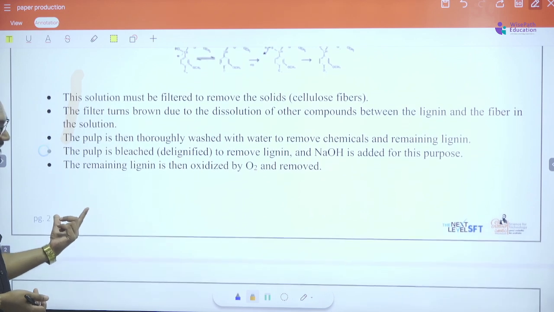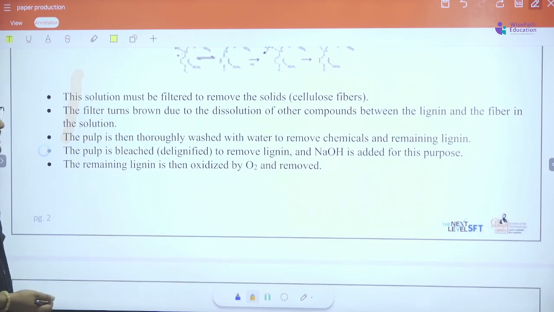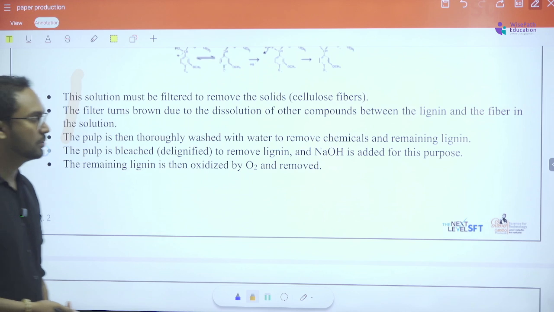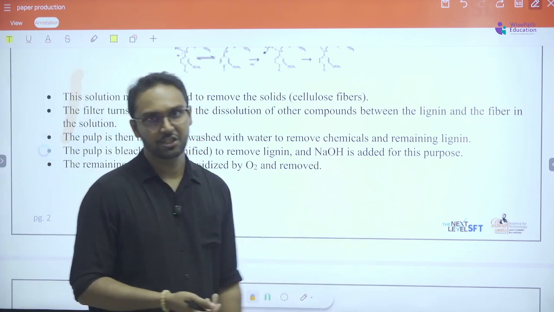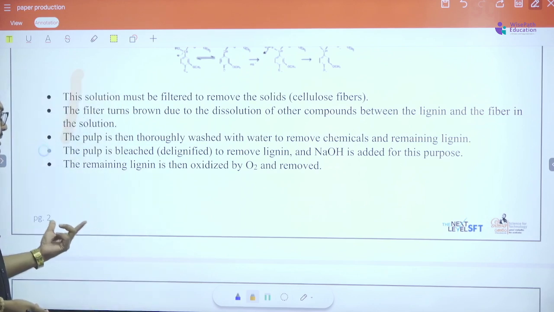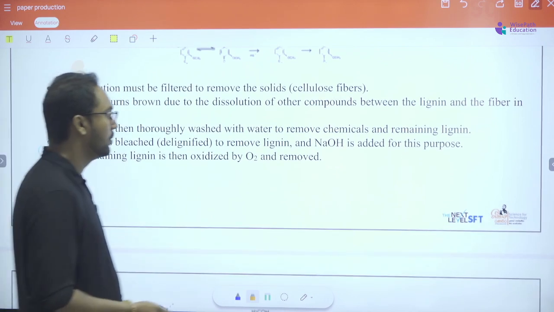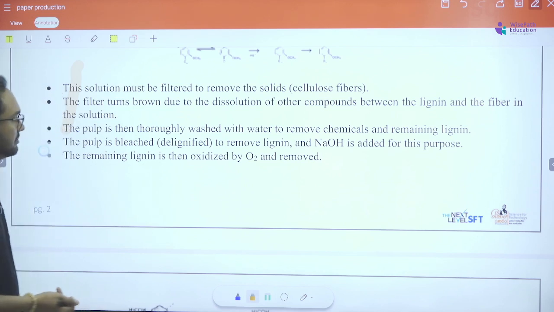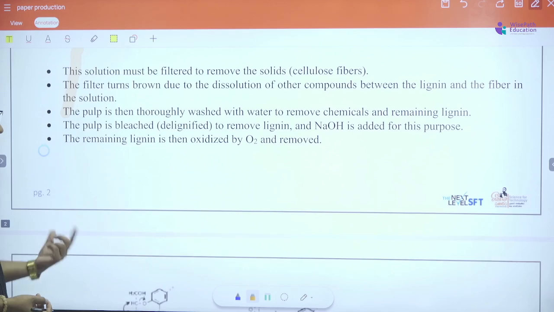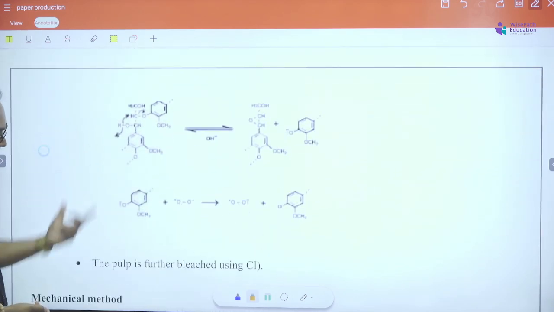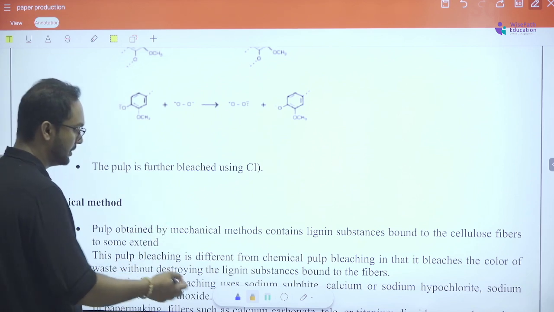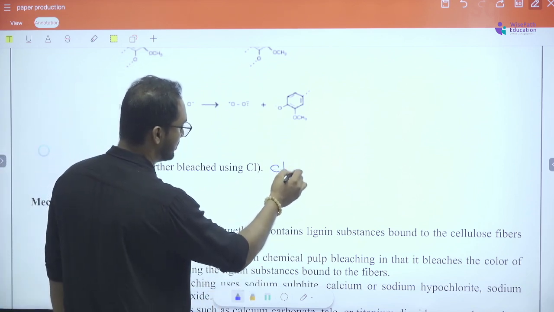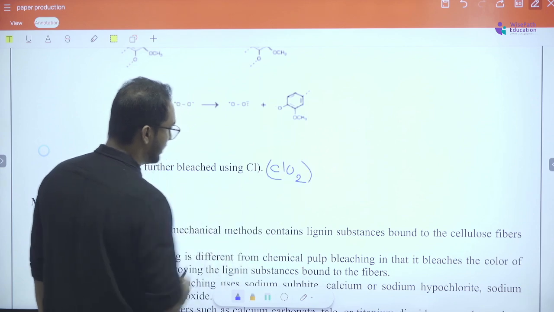The pulp is bleached to remove lignin, and NaOH is added for this purpose. So to remove the lignin, you add NaOH at the end, and remaining lignin is then oxidized by O2, right? If there are any other remaining lignins, they are oxidized by oxygen and removed. Then the pulp is further bleached with chlorine, and usually it's ClO2 that is used, right?